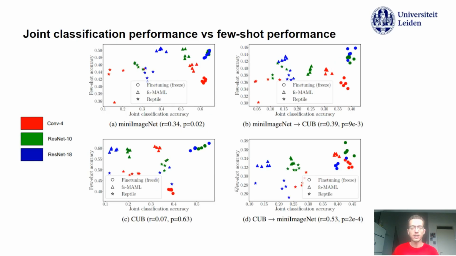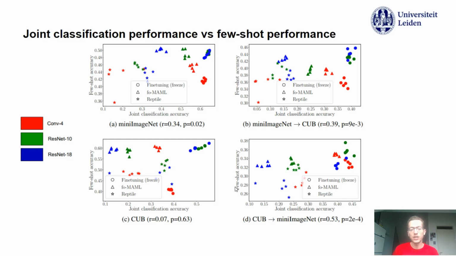Now, in a more realistic setting, we try to see if the few-shot learning ability of these algorithms relates to the broadness or diversity of their learned features. What we mean by this broadness or diversity is what we measure and call the joint classification accuracy.